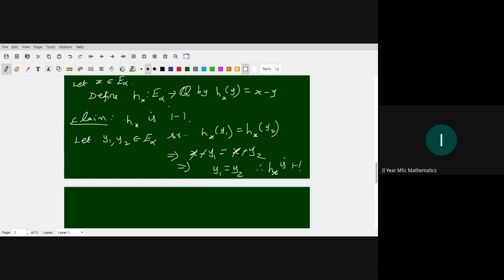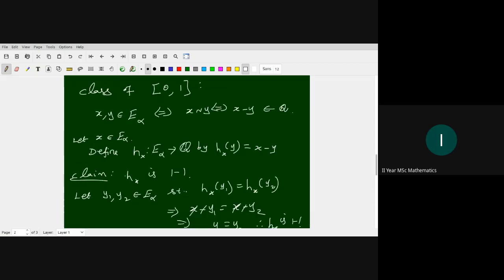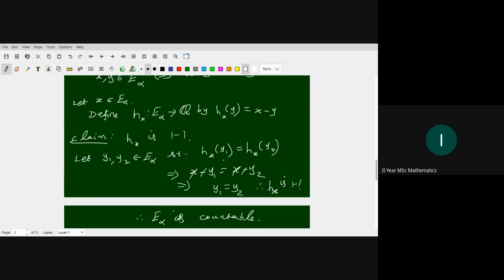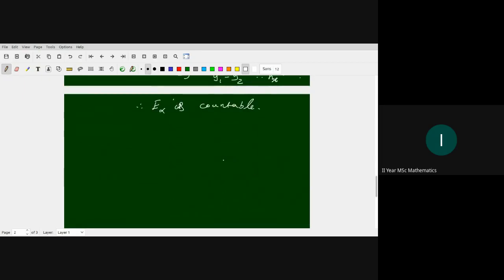Okay, if we have a one-one function from E alpha to some countable set, then E alpha is countable. Therefore E alpha is countable. So each equivalence class is countable, but whose union is the whole set, the union of E alpha over alpha in I.